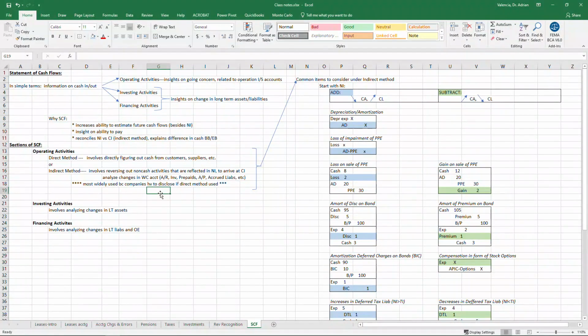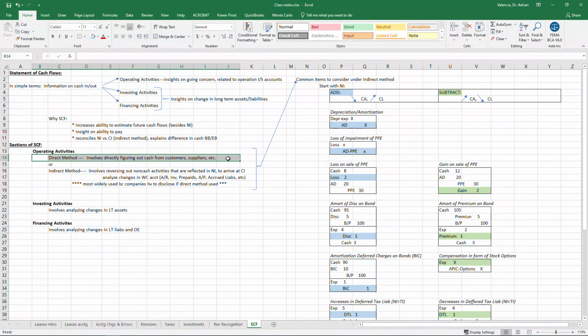A little bit about the sections of the statement of cash flows, a little bit deeper. So operating activities, you can present either under the direct method or the indirect method. If you choose to use the direct method, this involves directly figuring out what cash was from customers, from suppliers, items related to operating expenses, etc. And for a large company, it could be a challenging task.